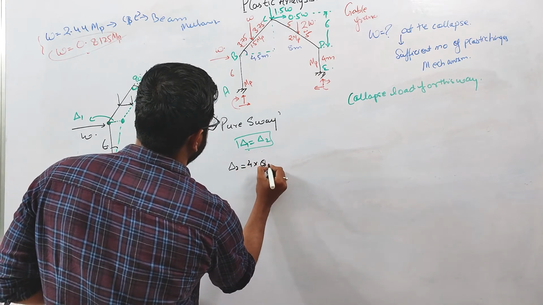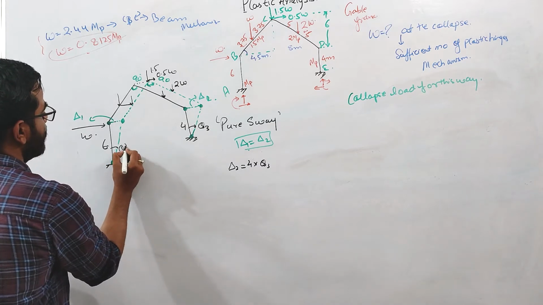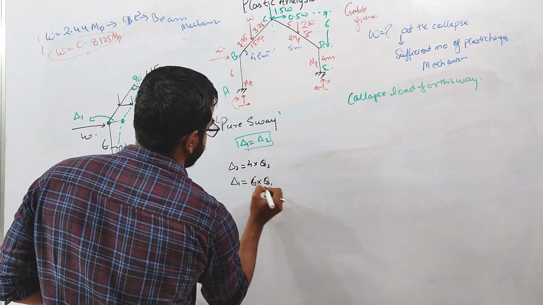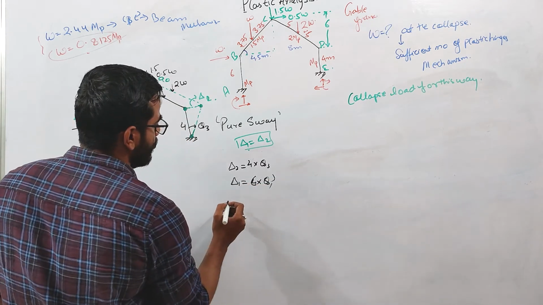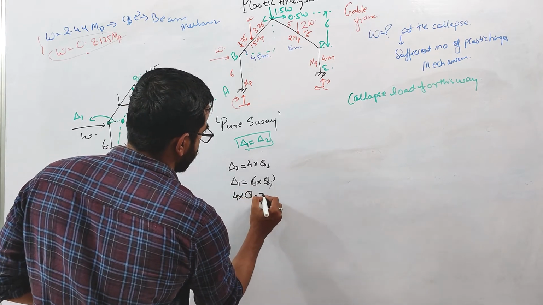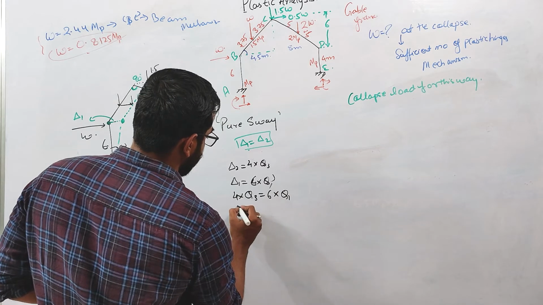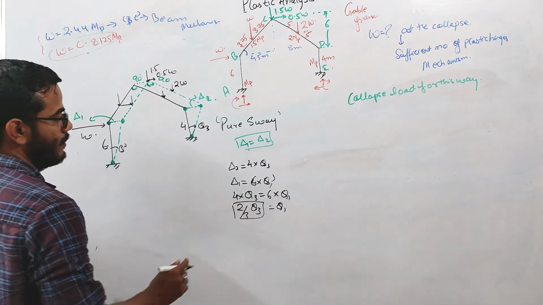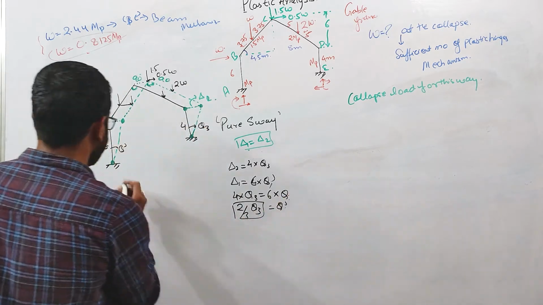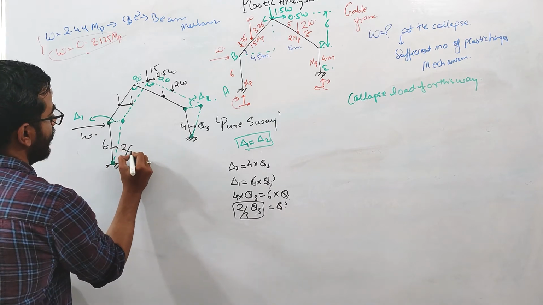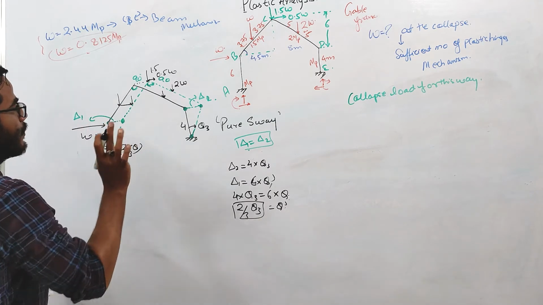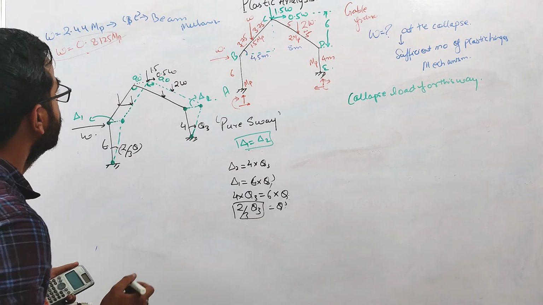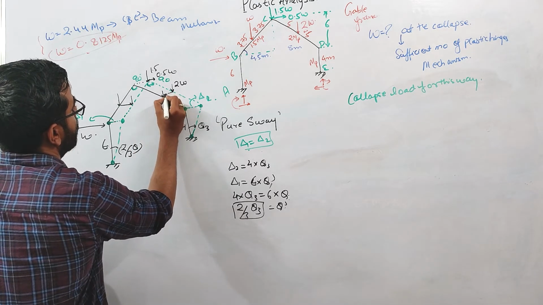4 into theta 3. And let us suppose this is theta dash. So I can write delta 1 equals 6 into theta dash. If you equate both the equations, 4 into theta 3 equals 6 into theta dash. Theta dash will be 2 by 3 theta 3. This angle will equal 2 by 3 theta. How? Because this delta 1 will be equal to this delta 2. Okay. So now this will also be exactly horizontal.